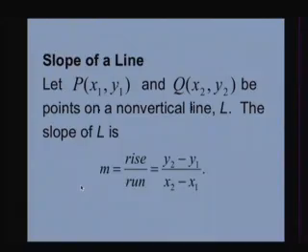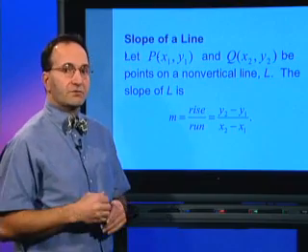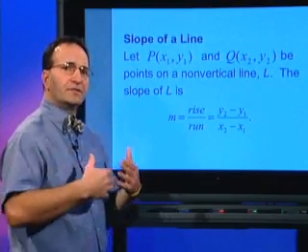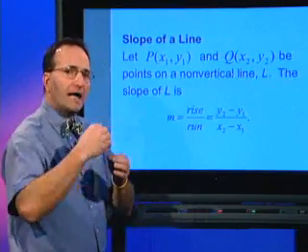The slope of a line: let the point P be x sub 1, y sub 1, and the point Q be x sub 2, y sub 2, and they are points on a non-vertical line L. Then the slope of the line L is equal to, we use m to represent the slope, and that's equal to what we call the rise over the run, which is equal to delta y, which is y sub 2 minus y sub 1, divided by delta x, which is x sub 2 minus x sub 1. Now, notice that the increments in the y direction is divided by the increments of the x direction, and that's where we get rise over run.